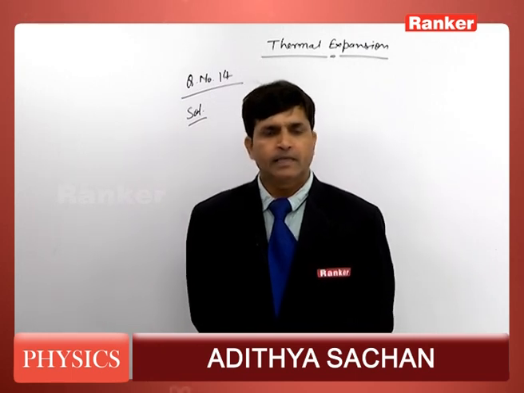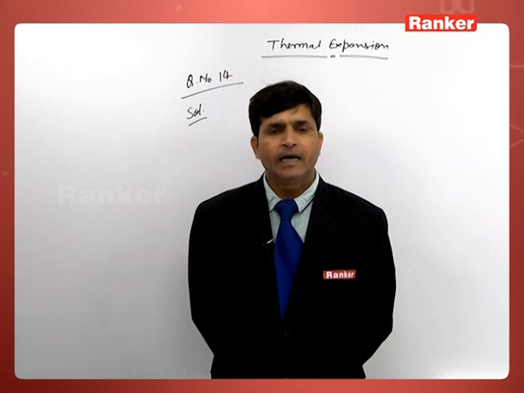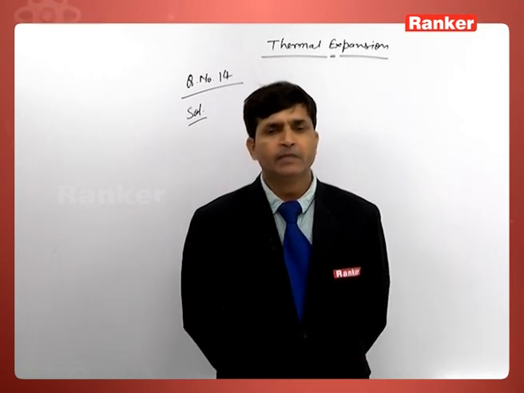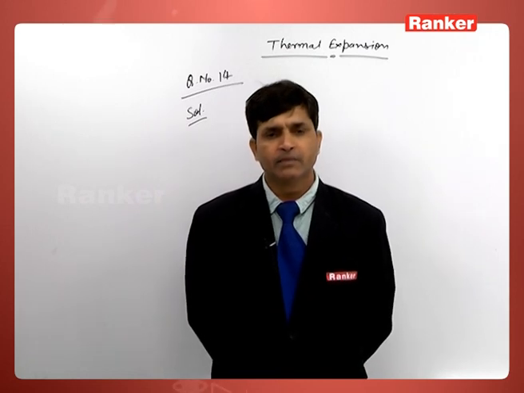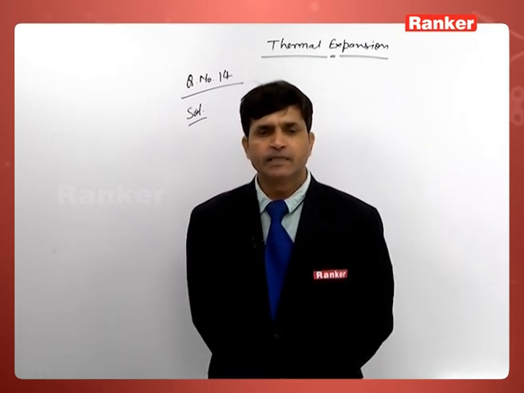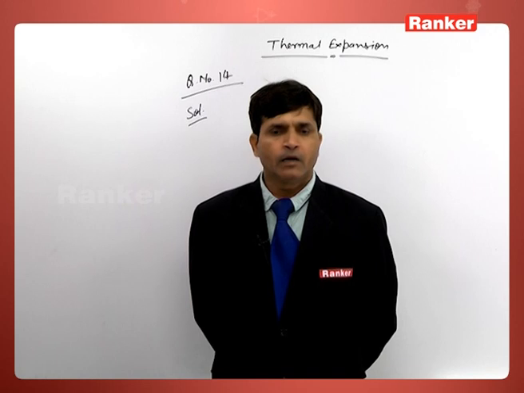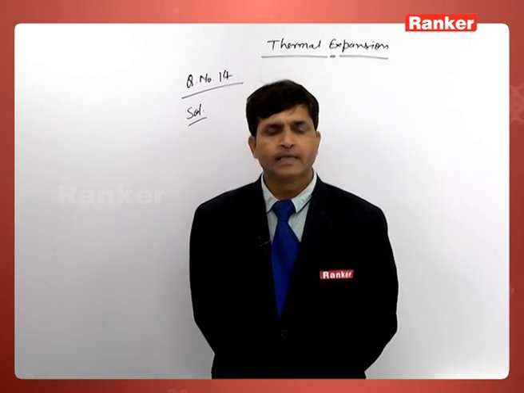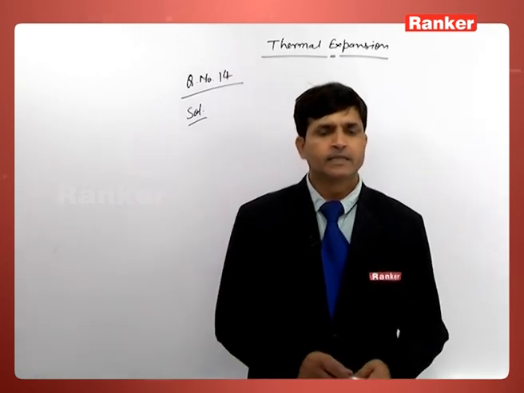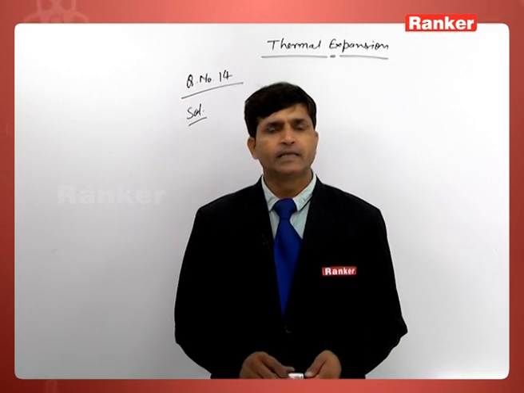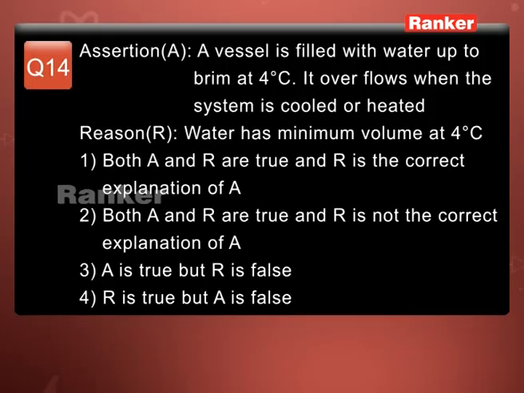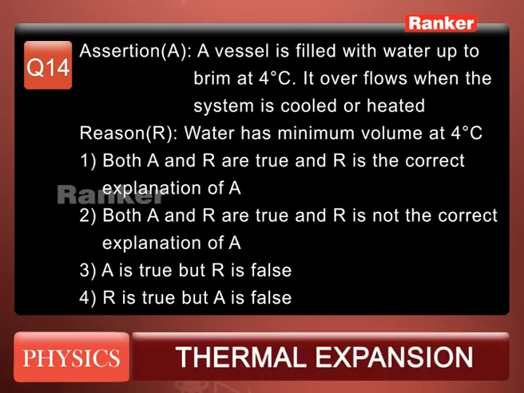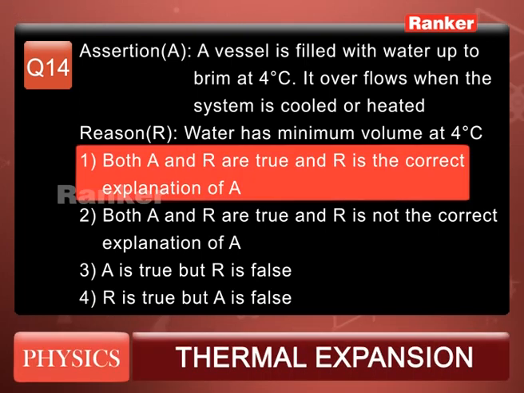And so assertion A is correct, and it is also correct that water has minimum volume at 4 degrees Celsius because it has maximum density at 4 degrees Celsius. So option number 1 is the correct option, which tells us that both A and R are correct, and R is the correct explanation of A. So hence option number 1 is the correct option.